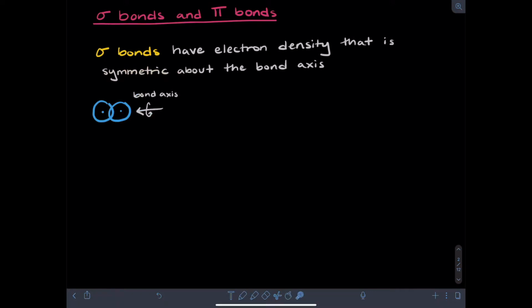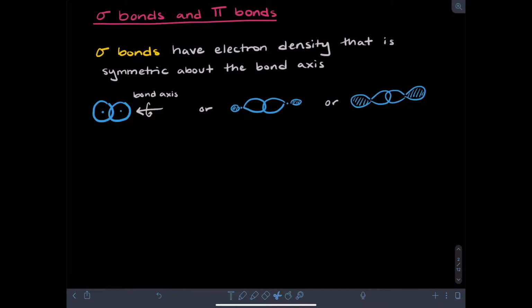We're going to imagine looking down the bond axis in a way that cuts through both of the hydrogen nuclei and rotating about that axis. Because each s orbital is spherical, you're not going to be able to tell if you've rotated it or not. You would say this bond is symmetric about this axis.